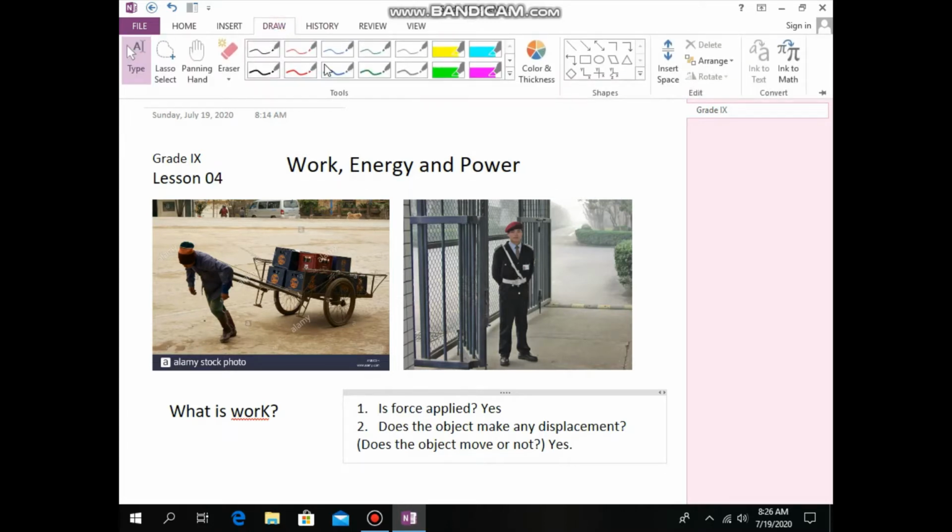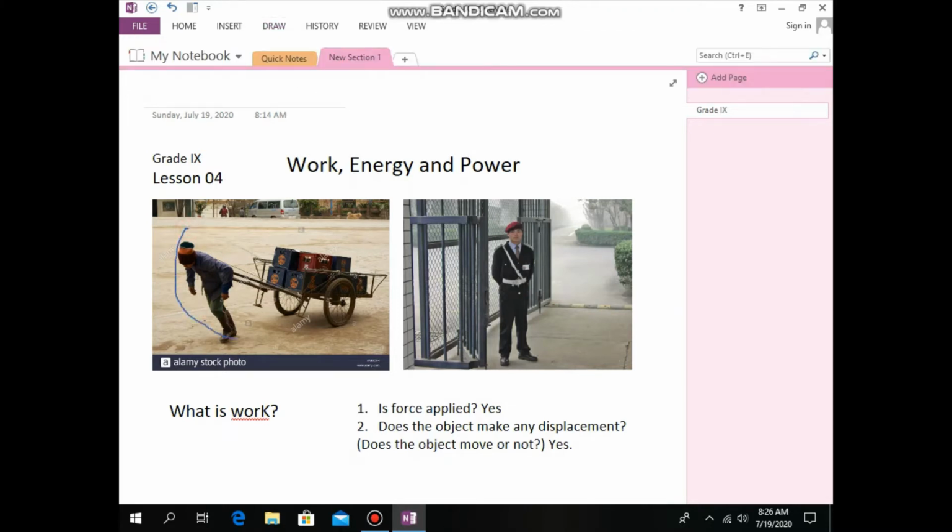Okay, remember? This person is doing work on the cart because the person is applying force in the forward direction, and the cart is also moving in the same direction. See, the person is applying a certain amount of force on the cart, and the cart is also moving in the direction of force. That means the object makes displacement. That's why he is doing work. Work is being done in this first example.